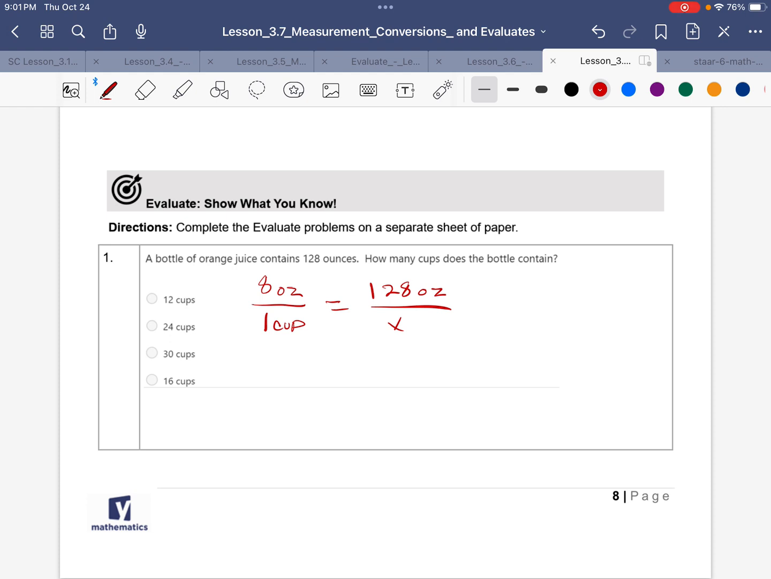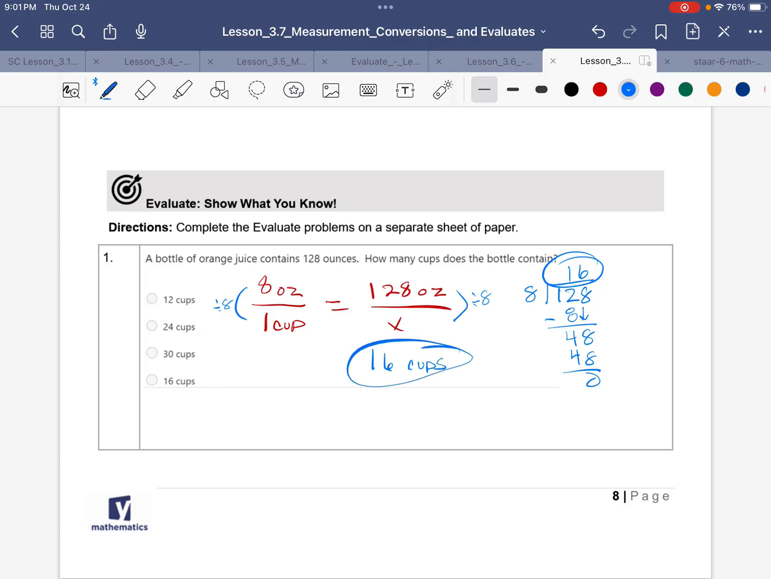So we can figure out what they multiply by to go from 8 to 128. Or you can also do your division. You can divide by 8. And you can divide this by 8 to get the same situation here. 128 divided by 8. Let's work it out real quick. Okay, there you go. So 16. So it should be 16 cups, which would be our answer choice here.